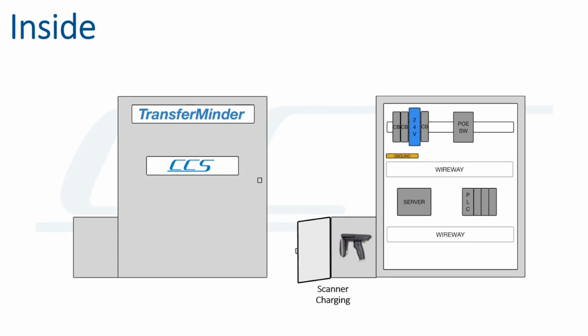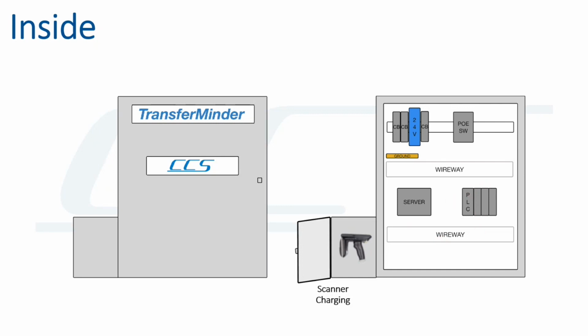The parts inside are pretty simple. Circuit breakers, DIN rail, wireway, like you see in most industrial control panels. An Ethernet switch. In this case, it has power over Ethernet to accommodate PoE devices and to save wiring. The server. In our prototype, this will be a simple mini computer, but in production models, this will be an industrial hardened computer with redundant hard drives, and then a small PLC.